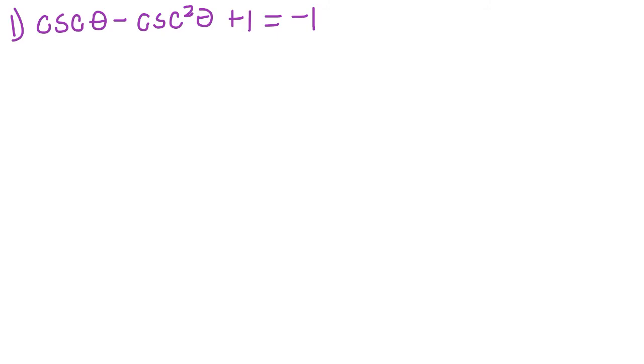Okay, so we have cosecant theta minus cosecant squared theta plus 1, all equal to -1. Okay, and probably need to go ahead and add that 1 over, don't we? Y'all agree with that? So we have cosecant theta minus cosecant squared theta plus, looks like that's going to give me 2. Is that okay? Yes, perfect.